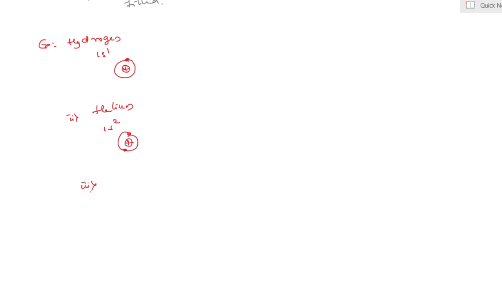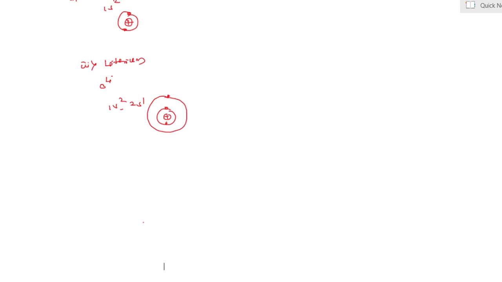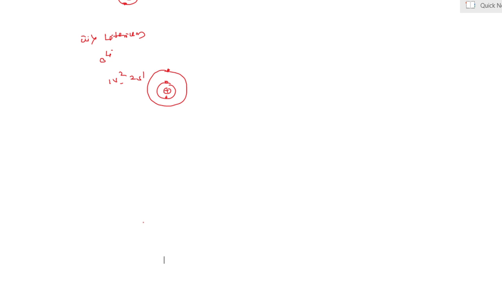The third one is lithium, Li3, 1s2, 2s1. It means two electrons are filled in the K cell, and only one electron is seen in the second cell, the L cell. Take another example, the fourth one, beryllium.